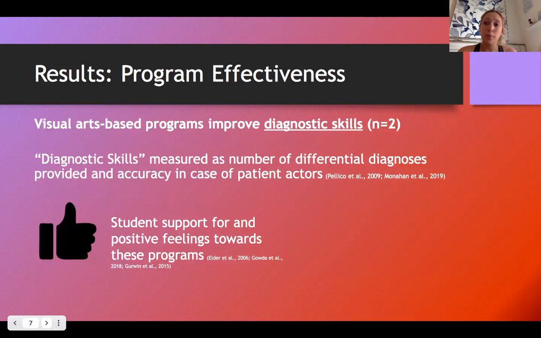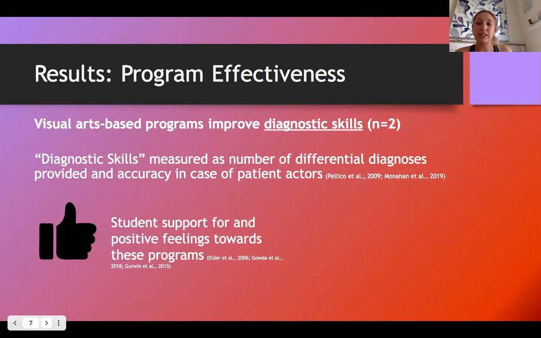So to back up, let's remember that we're looking at observation skills because ultimately we want to produce doctors with better diagnostic skills. And two studies actually looked directly at how these types of programs influence diagnostic skills. One study measured these skills as the number of different diagnoses provided for patient photographs and found that this number was increased for students who attended the program. And then the other study actually used standardized patients or patient actors and found that students were more likely to come up with the correct diagnosis.